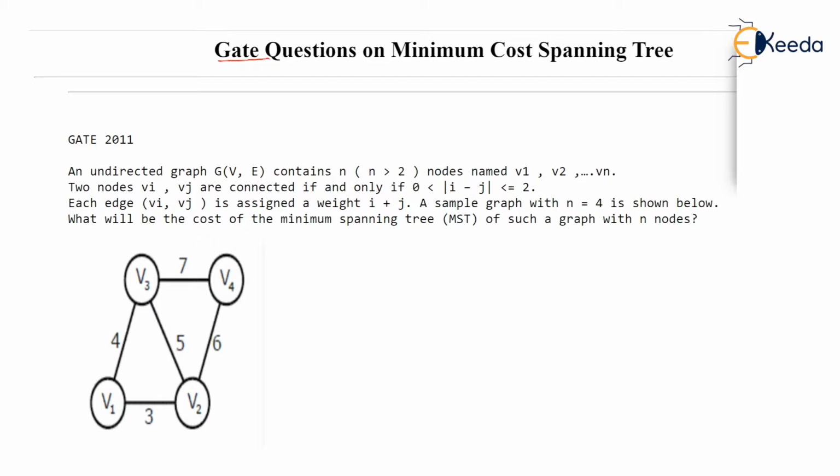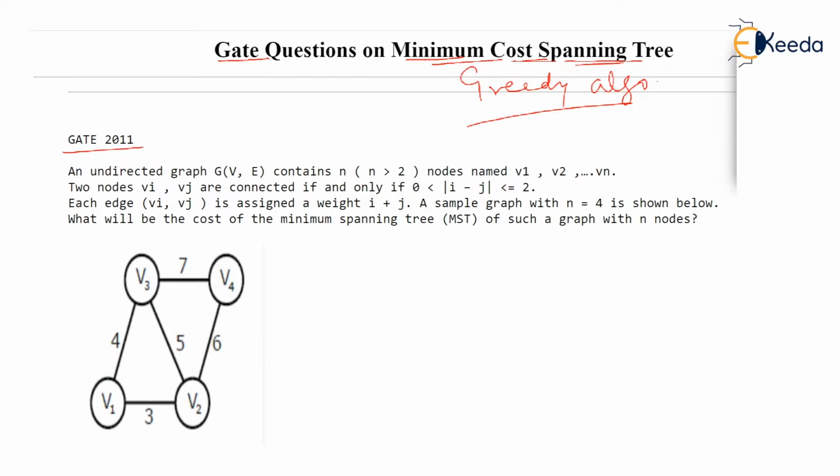In fact, I am going to solve some GATE questions in general on the greedy algorithms. And you all know that this minimum cost spanning tree is found by using greedy algorithm. Two algorithms which we saw were Kruskal's algorithm and the second one was Prim's algorithm. Let's see the GATE 2011 question asked on minimum cost spanning tree.